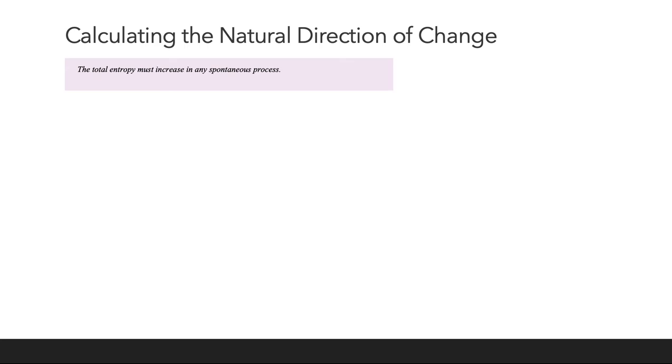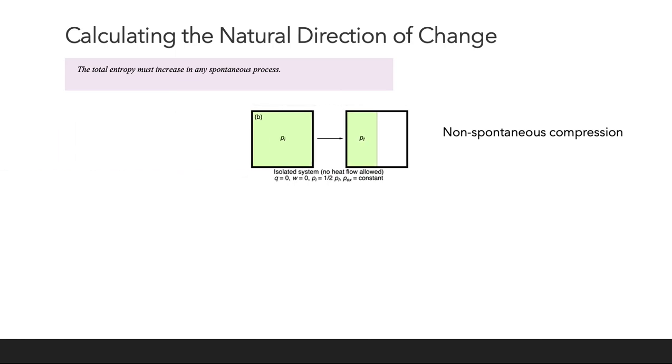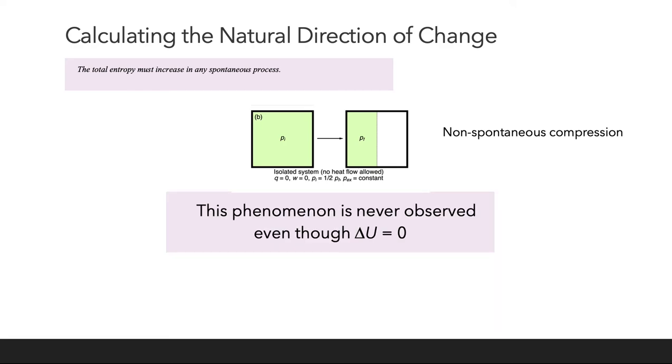Now, what about this conclusion in the second law that the total entropy must increase in any spontaneous process? Let's put a gas in an isolated container at some initial pressure. We know that it never spontaneously compresses itself. The only way to get a gas to go to half its volume would be to do work on it, to increase the pressure by a factor of 2. The system will never do this on its own, even though the internal energy change is 0.